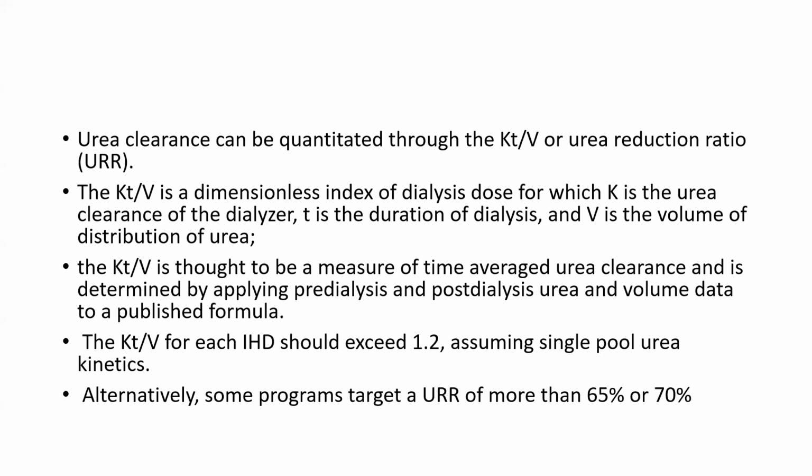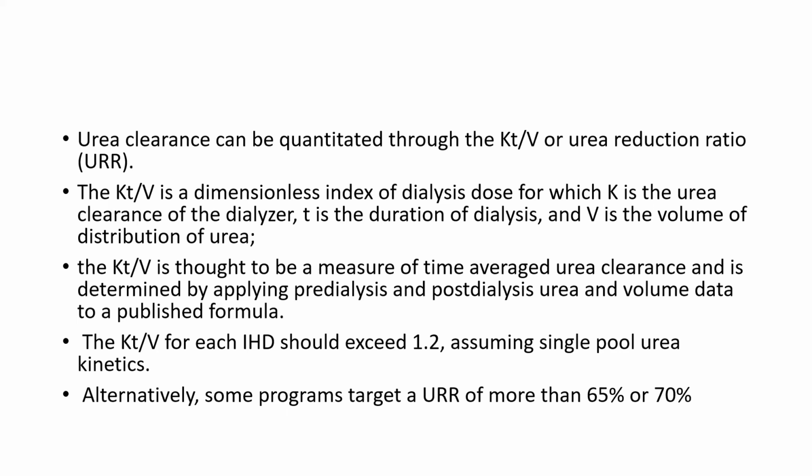The urea clearance can be quantitated through Kt/V or urea reduction ratio. The Kt/V is the dimensionless index of dialysis dose, for which K is the urea clearance of dialyzer and t is the duration of dialysis and V is the volume of distribution of urea.